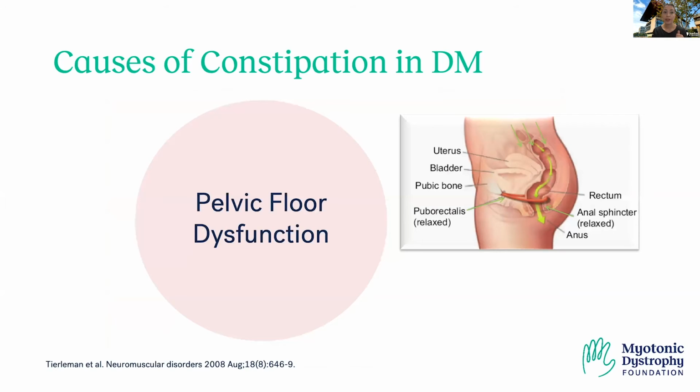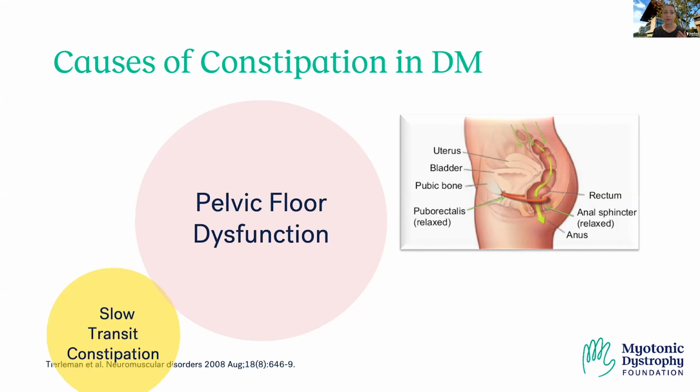So in patients with myotonic dystrophy, it seems that problems with relaxation of the pelvic floor muscles, anal sphincters, and puborectalis is very commonly reported. And as you can see, myotonia in these muscles can prevent proper relaxation of these muscles. And this is causing what we call pelvic floor dysfunction. And this is a good cause of constipation in more than 90% of our patients who have myotonic dystrophy. And so this is where the problem is.